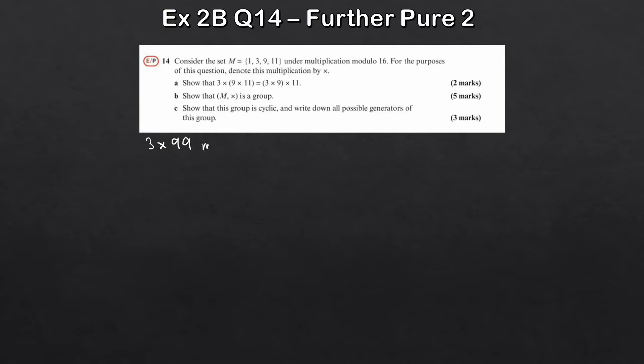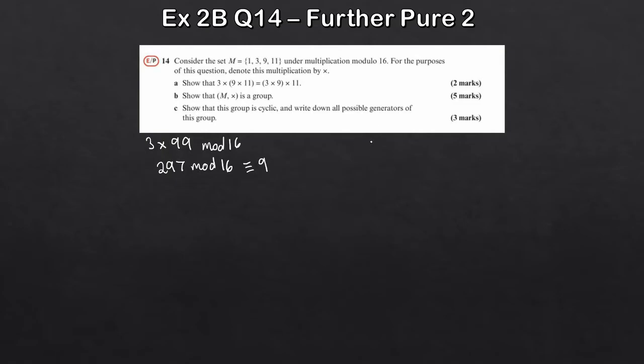So we'll do all this mod 16. Well, 3 times 99, that would be 297 mod 16. And what's 297 congruent to mod 16? Well, that would just be congruent to 9. Okay, so that left hand side will be congruent to 9. Now let's do the right hand side.